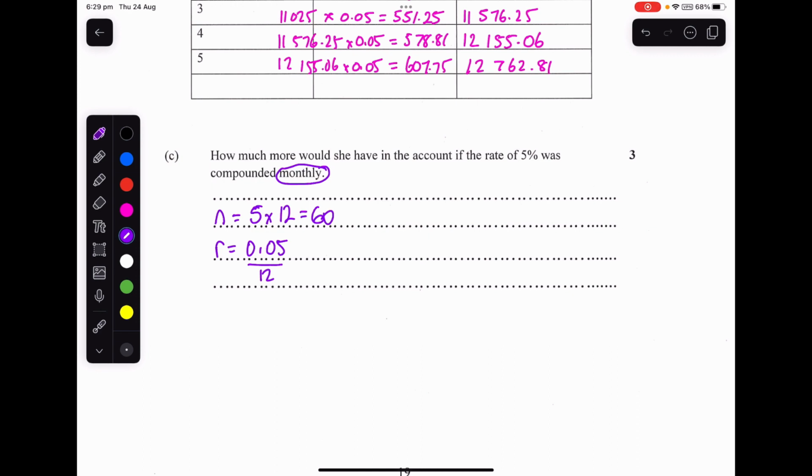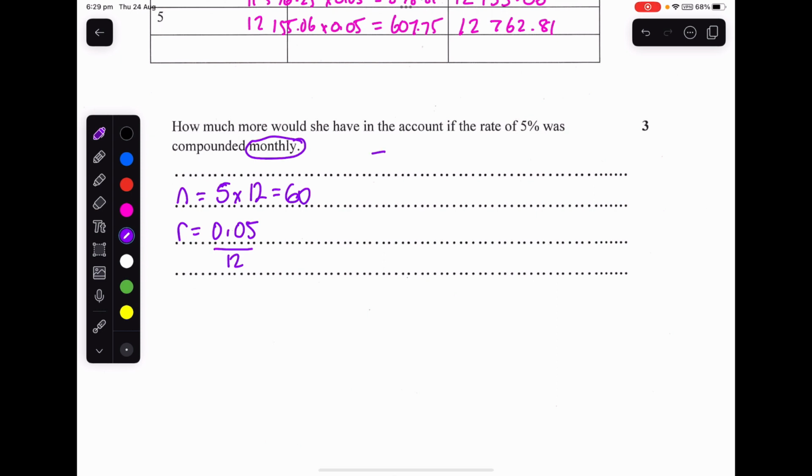Now, we're going to use our future value because we're doing it for 5 years. So our future value, remember, is on your formula sheet. It's FV equals PV bracket 1 plus R to the N.